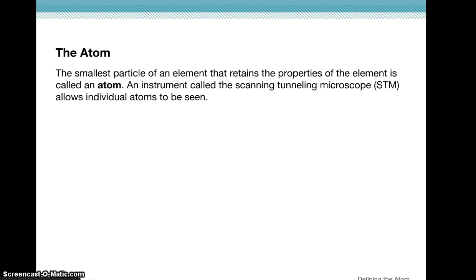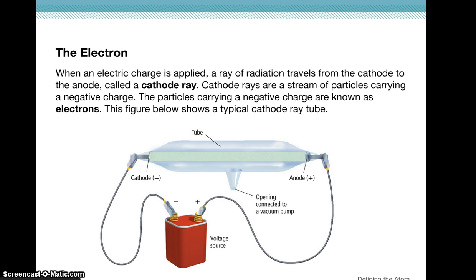Okay, so let's define the atom. The atom is defined as the smallest particle of an element that retains the properties of that element. What we're going to find out is obviously the atom is not the smallest thing. There are things smaller than atoms. But if you get smaller than an atom, if you talk about subatomic particles, you're not going to have the properties of that particular element anymore. And there is a type of microscope called a scanning tunneling microscope that actually allows individual atoms to be seen.